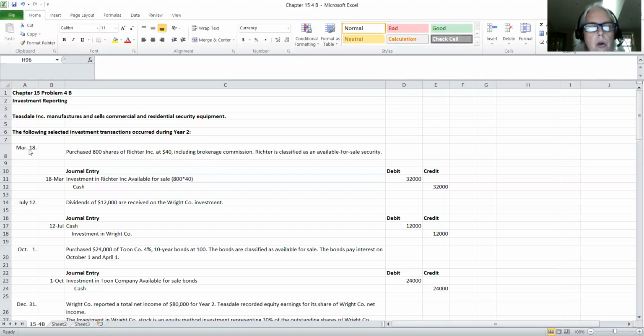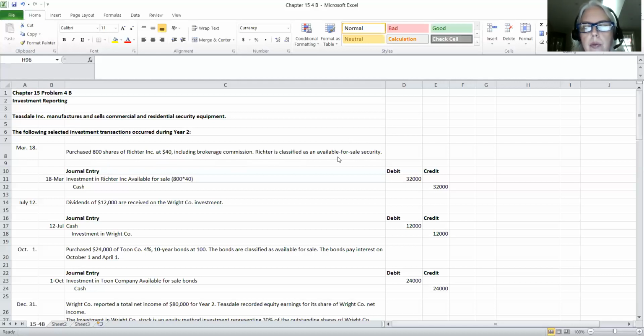We're going to start with the March 18th transaction, and we're purchasing 800 shares of Richter Incorporated stock at $40, and that includes the broker's commission. They're telling you that the Richter stock is classified as an available for sale security. So it's always important that you look at the type of security that you have here.